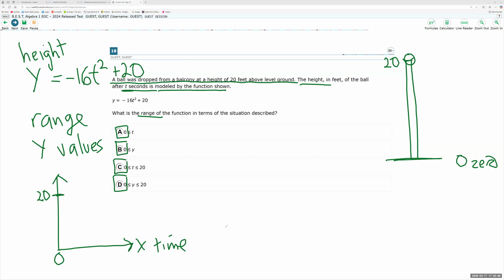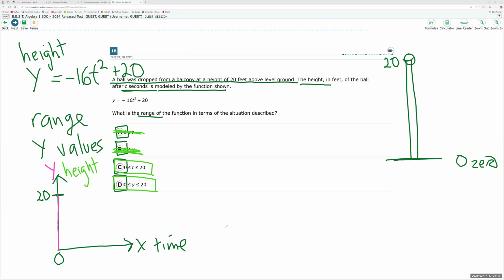Now which one? The range is all the values. So what are the y values here? They go from 0 to 20. That is the height. This is y, the height. So this doesn't make sense because it doesn't take 20 into account. Neither does that. This is the time, not the height. And so it has to be D.